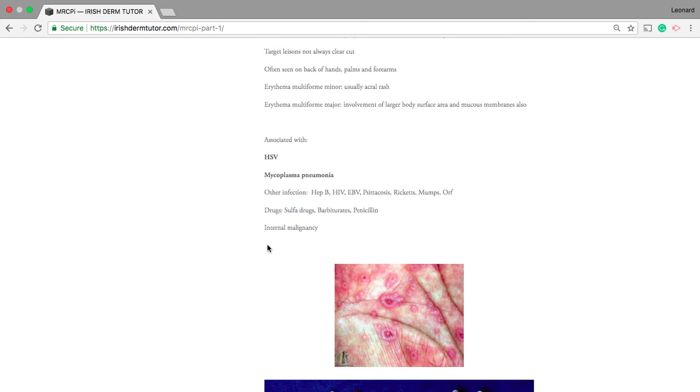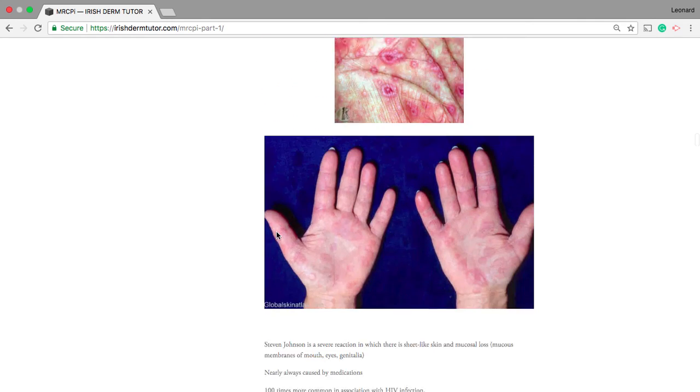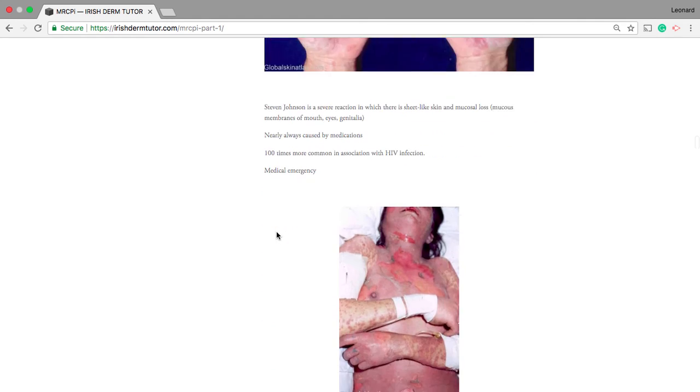Then drugs can cause it. So the sulfa drugs again, the barbiturates and penicillins are associated with it, and internal malignancy as well. But I'm not sure how common that is actually, to tell you the truth. So then that's erythema multiforme.